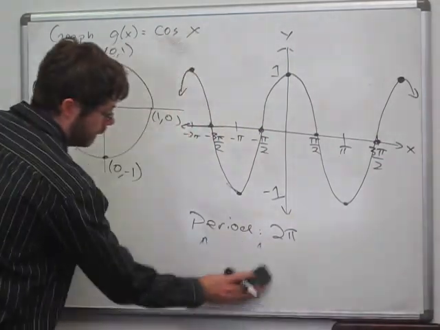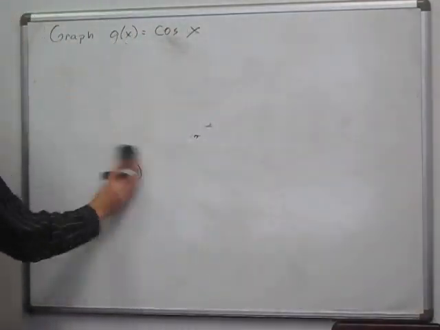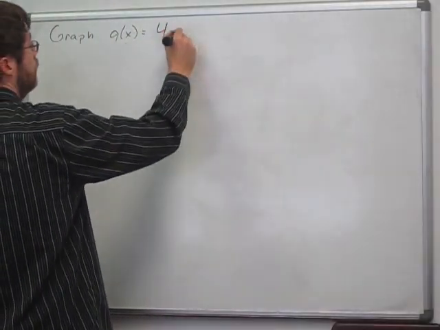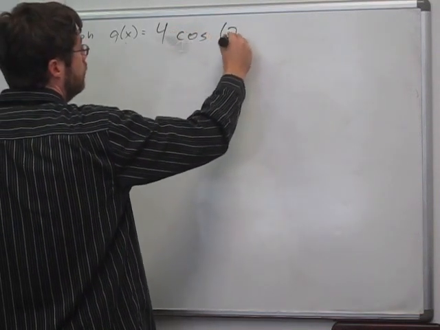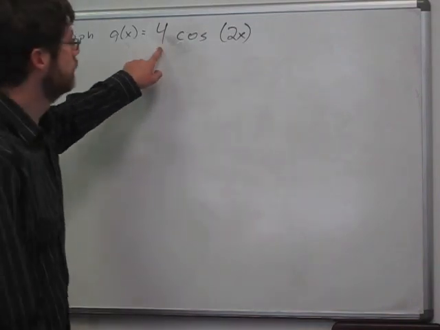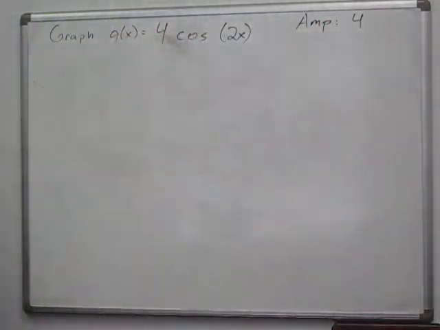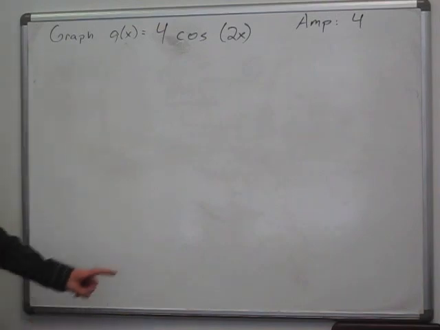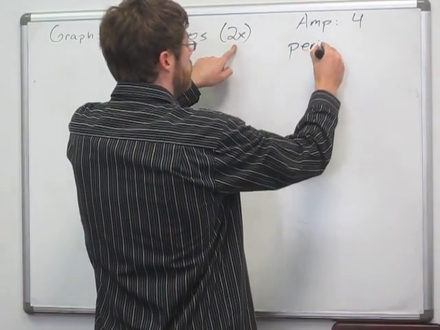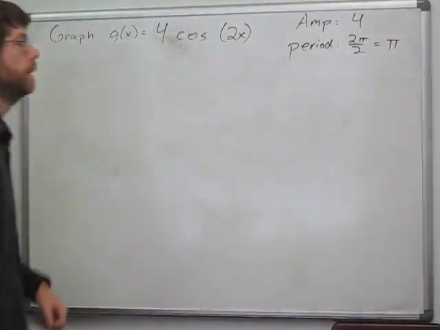Let's graph a cosine curve that's a little more complicated. Let's do 4 cosine 2x. We multiply our cosine curve by 4, so the amplitude is now 4. We've stretched it vertically by a factor of 4. We replaced x with a 2x, so we've shrunk our period, 2 pi over 2. Our period is down to pi.